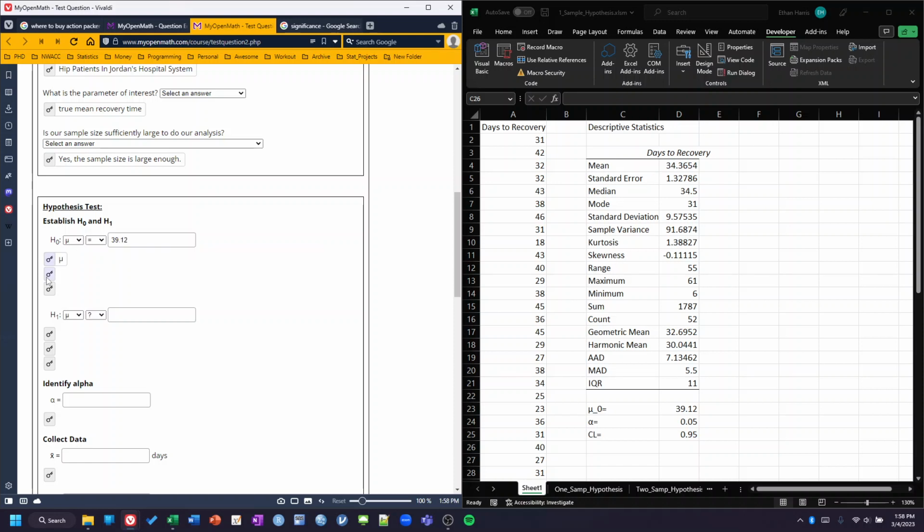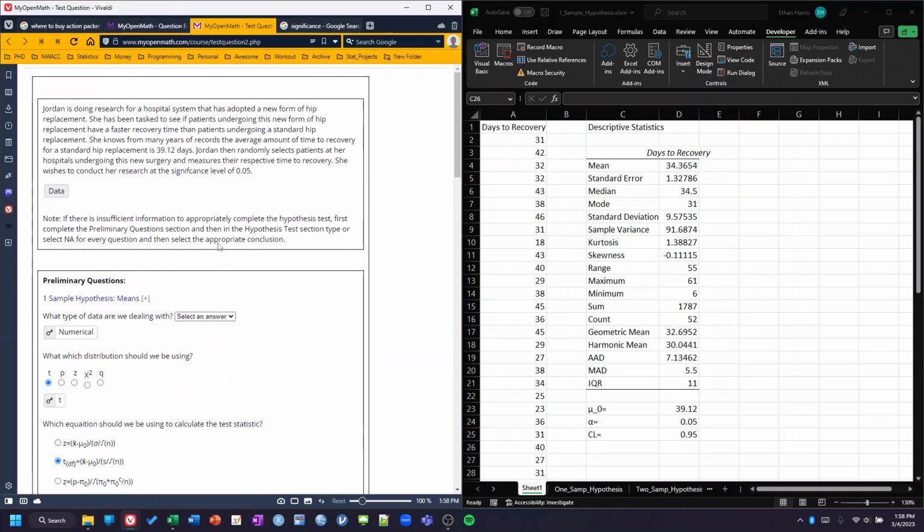39.12 is our hypothesized mean. So we're going to have 39.12 here again. And now we just need to know, is it going to be less than, greater than, or not equal to? And if we go up here, we can know which direction we want to go from our problem.